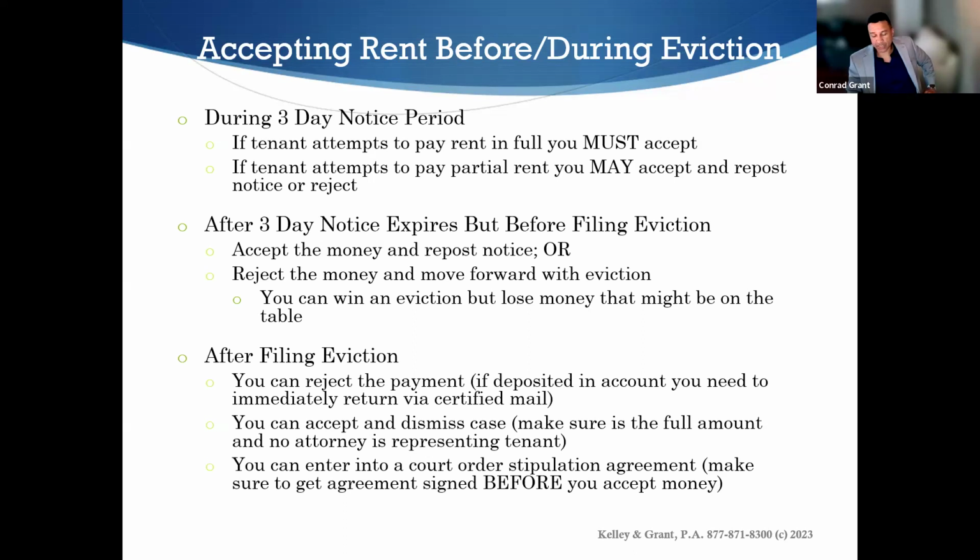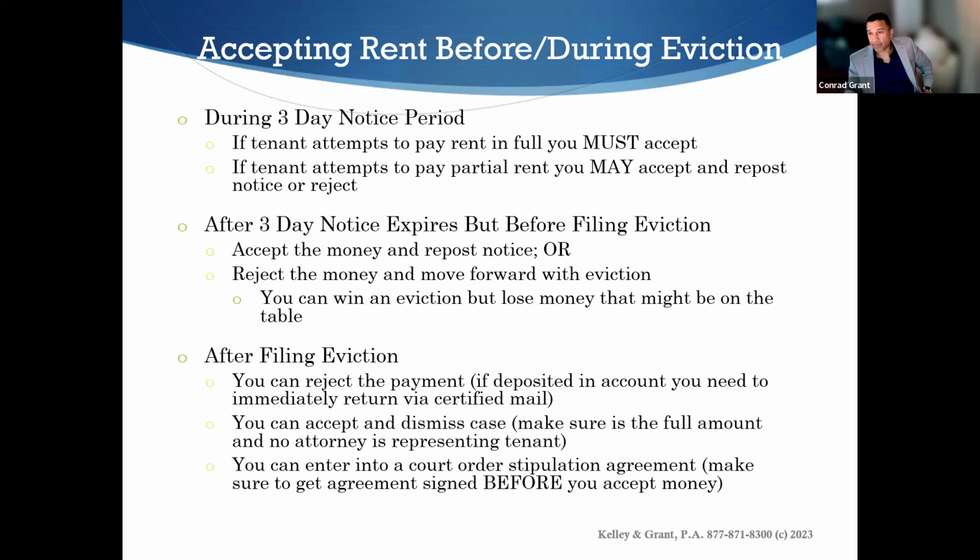That happens all the time. I see landlords who accept money, and it could be as simple as a tenant deposited the money and the landlord doesn't even know the money is in the account. If it's more than a few days, the courts see that as acceptance. You just cannot accept any money during an eviction or the court will dismiss your case. The best way to handle that, if you come to me and you say, yeah, he gave me some money after the eviction, what do I do?